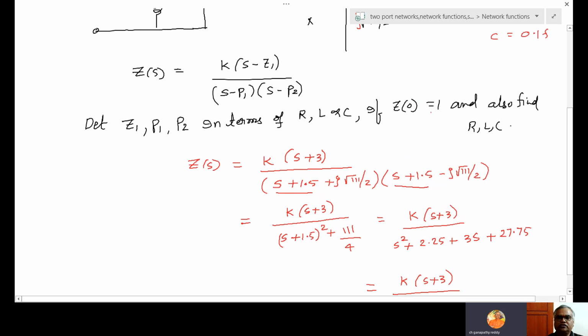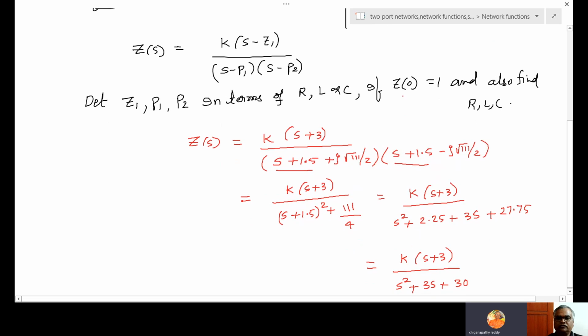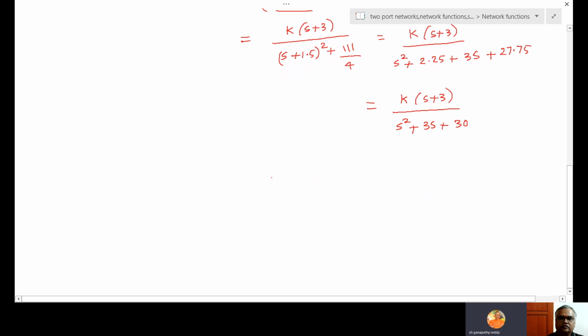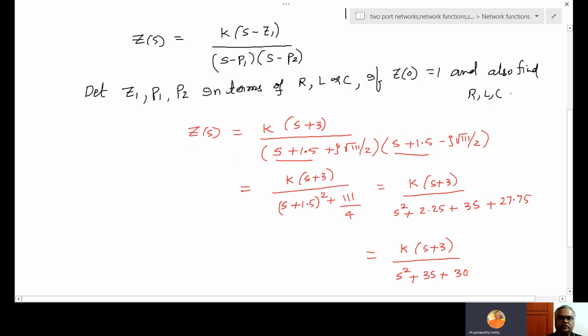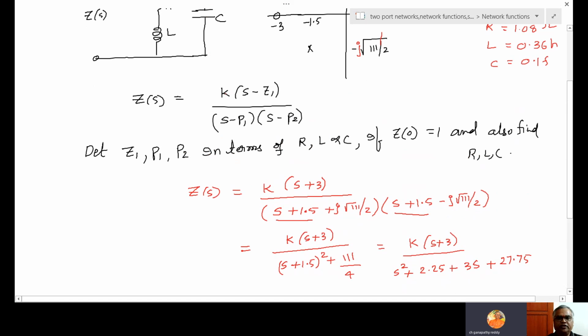What is given? Z of 0 is 1 given. Z of 0 equal to 1. So S equal to 0. So this is 0, this is 0, this is 0. 3 by 30, 3 by 30 is 1 by 10. So 0.1 K. So what is K value? K value is 10. We got it. So this K also we determined.